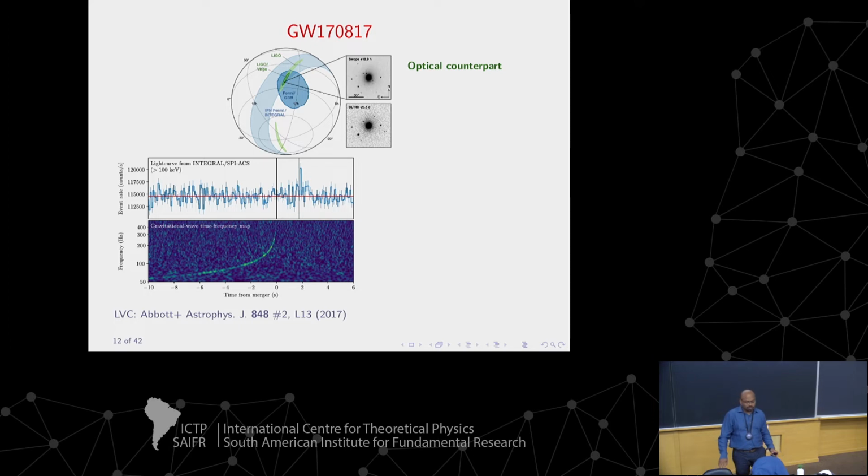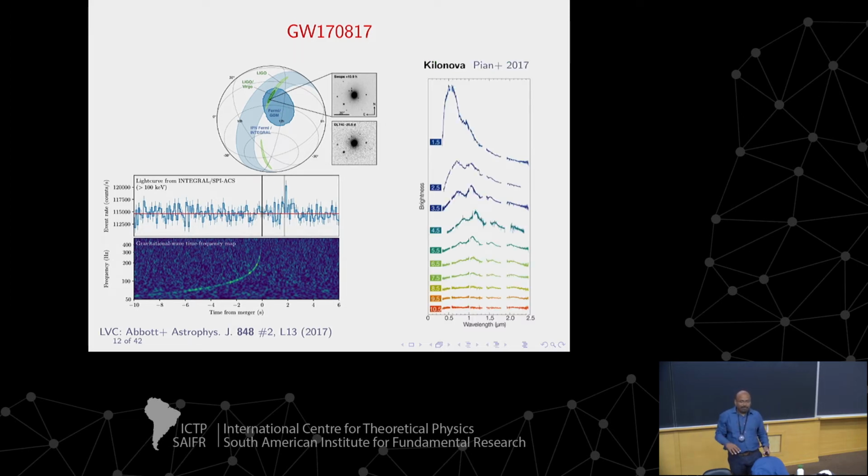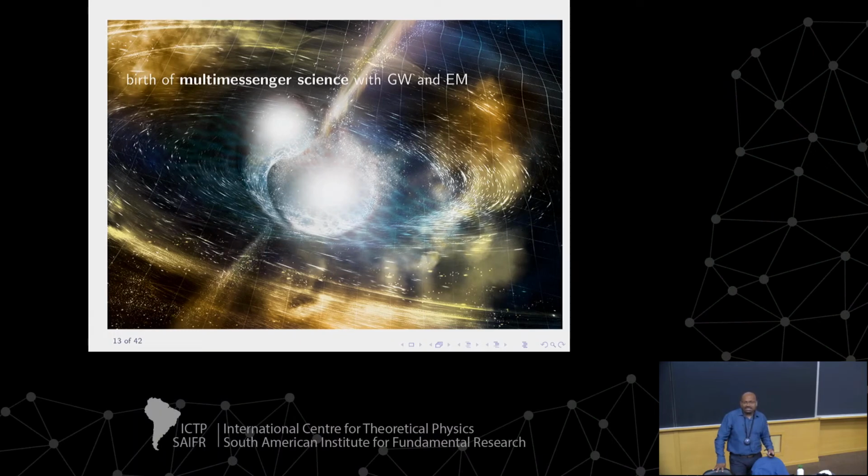The optical counterpart was quickly identified to a host galaxy, and this optical counterpart slowly faded away from optical to near to far infrared, eventually emitting radio afterglows much later. So essentially, this counterpart was observed in practically all bands of electromagnetic astronomy. This gave birth to multi-messenger science with gravitational and electromagnetic waves and confirmed binary neutron stars as progenitors of short gamma ray bursts.